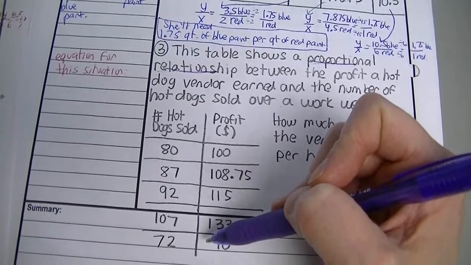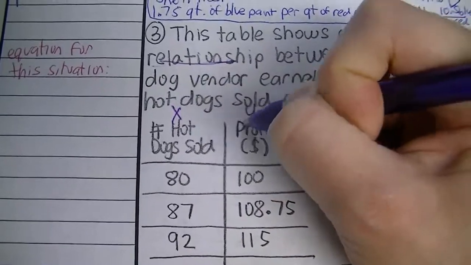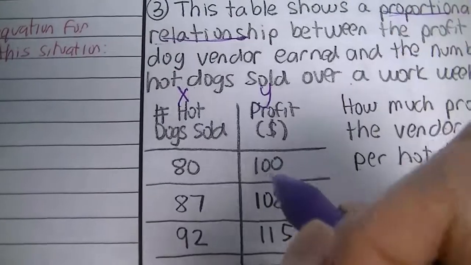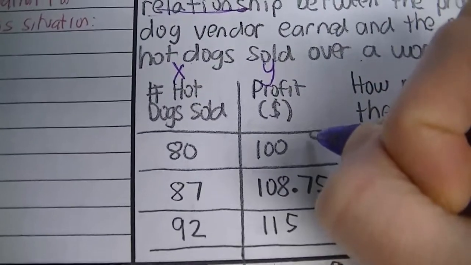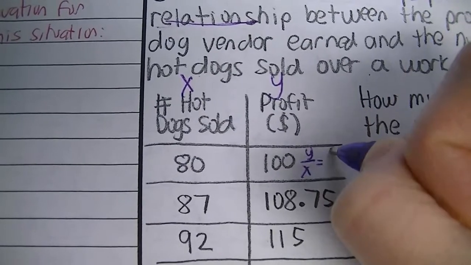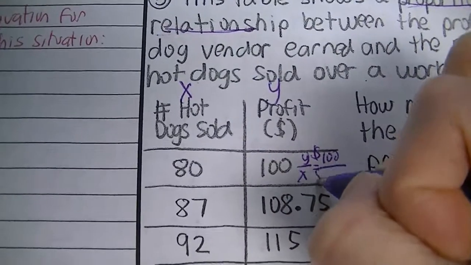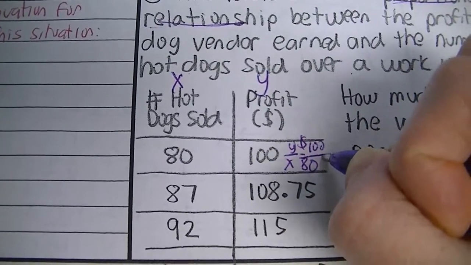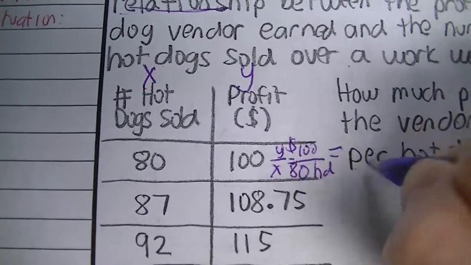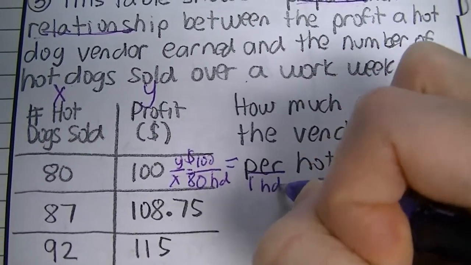Okay? So anyway, we need to label this column x and this column y. And for every row in the table, we want to do y divided by x. Y divided by x right here. And the y value was $100, and the x value was 80 hot dogs. And I'm going to abbreviate hot dogs with just HD. Okay? Now that's just the rate right there. To find the unit rate, we need to have 1 in the denominator. And I'm sorry that there's writing right there, but hopefully you can follow along.